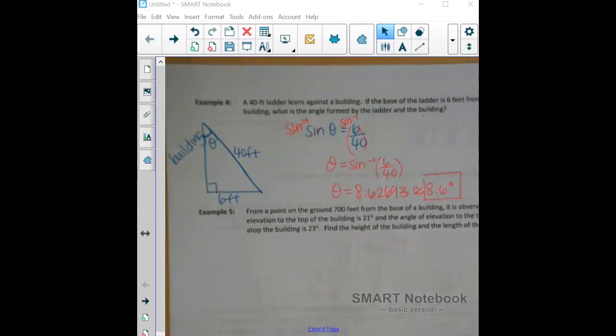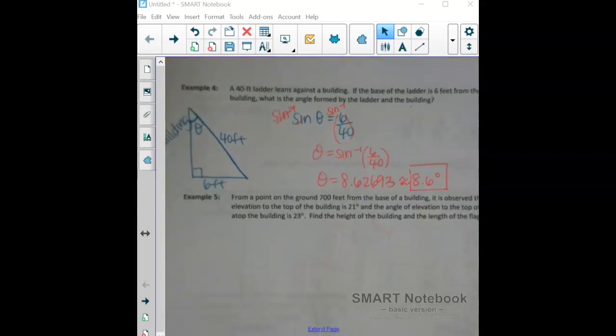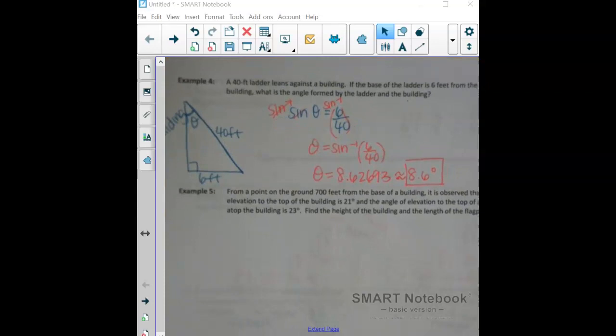Units are important. All right, so I told you guys, if you finish example 4 early, cool. Try example 5. I'm going to read it to you. If you're still trying to set this up, I'll give you a little extra time. But for example 5, it says, from a point on the ground 700 feet from the base of a building, it is observed that the angle of elevation to the top of the building is 21 degrees, and the angle of elevation to the top of a flagpole atop the building is 23 degrees. You need to find the height of the building and the length of the flagpole, which is pretty much the height.